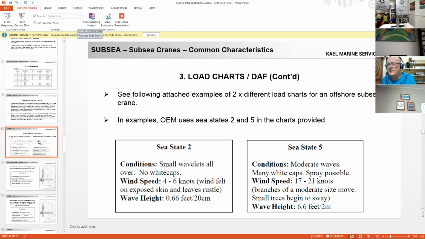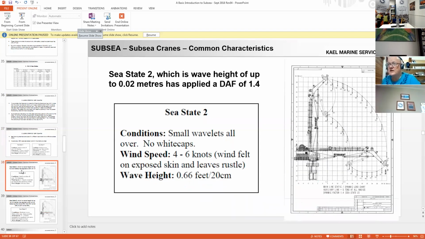In these examples, the OEM, the crane manufacturer, uses sea state 2 and sea state 5 in the charts shown below. Sea state 2 conditions: small wavelets all over, no whitecaps, wind speed 4 to 6 knots, which is the wind felt on exposed skin, where leaves will rustle, and a wave height of 20 centimeters. Sea state 5: moderate waves, many whitecaps, wind speed of 17 to 21 knots, and a wave height of 2 meters.